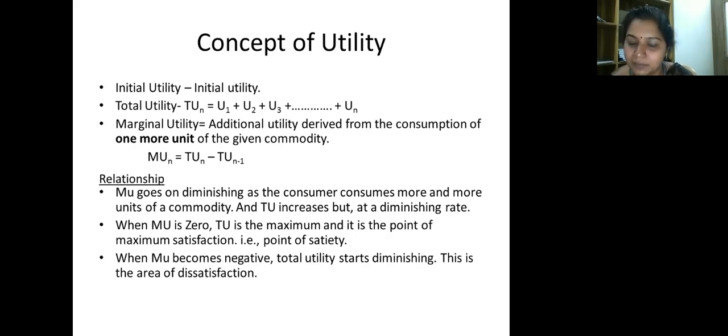So we will start with the marginal utility concept. Marginal utility is nothing but the additional utility derived from the consumption of one more unit of the given commodity. We will never forget the meaning of marginal unit, right? It is the additional unit of utility derived from the consumption of an additional unit of the product. That is marginal utility.